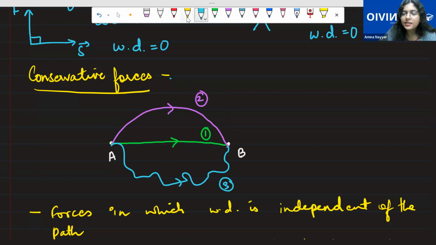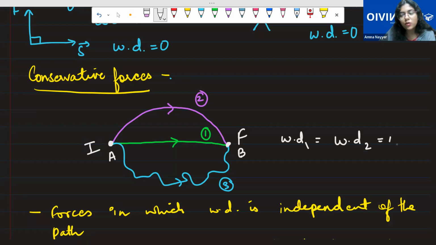Now, conservative forces are those forces which do not depend on how this path has been traveled, whether this is first or second or third. It doesn't depend on that. It depends just on the initial position and the final position. So work done in all the cases would be the same because it doesn't depend on the path traveled. So work done 1 will be equal to work done 2 will be equal to work done 3. That is what is meant by conservative forces.